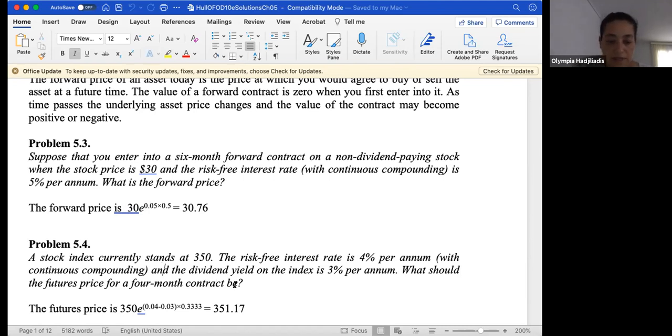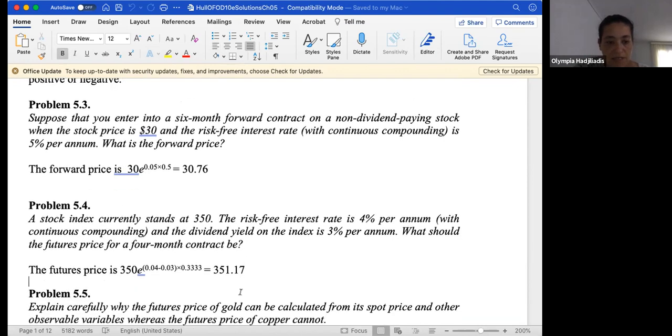So where did this formula come from? This formula is again taken from your book. It's S0 e to the (R minus Q) times T, that's equal to F0. That's basically it. But let's look at that in your book.